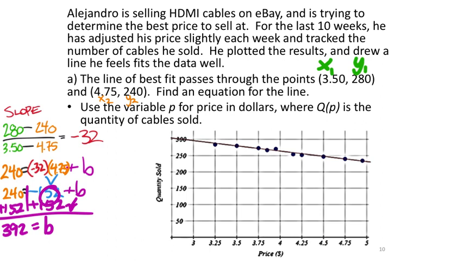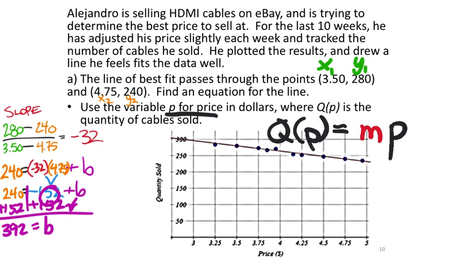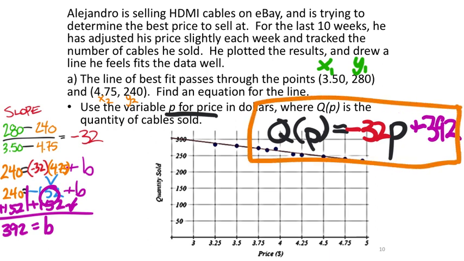Now, you can put that in an ordered pair if you'd like, but remember, we're just solving for the actual function, or equation, on this one. It says to use Q of P, and that means that P is the price. That's going to be our x value. So it's kind of like y equals mp plus b, just using a P instead of an x. We just found both values. We know that the m is the slope, which is negative 32, and then the b value is positive 392. And that right there would be considered the function for this line that Alejandro has drawn.